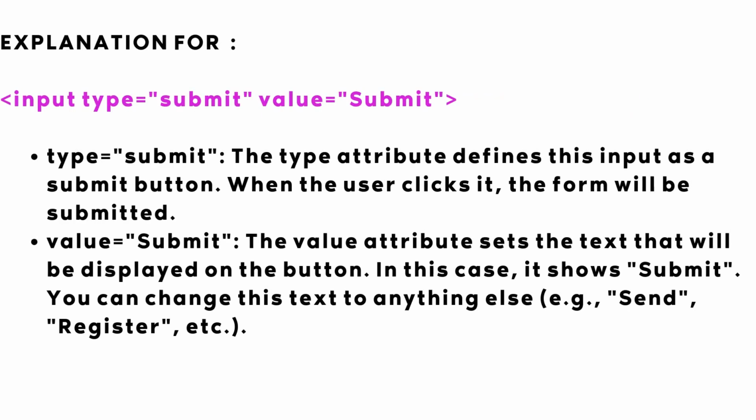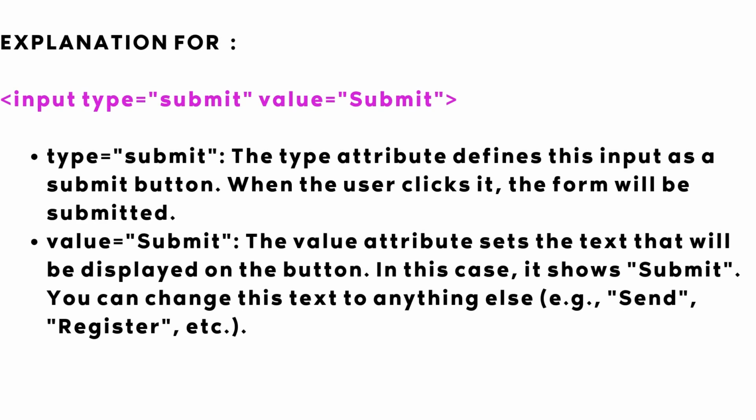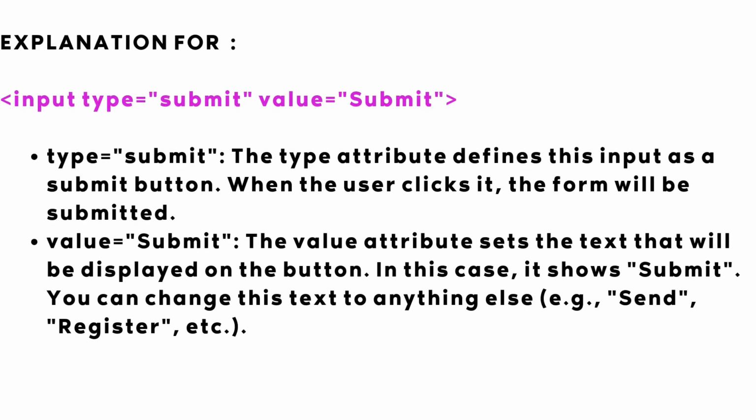Type is equal to submit. The type attribute defines this input as a submit button. When the user clicks it, the form will be submitted. Value is equal to submit. The value attribute sets the text that will be displayed on the button. In this case, it shows submit. You can change this text to anything else, for example, send, register, etc.